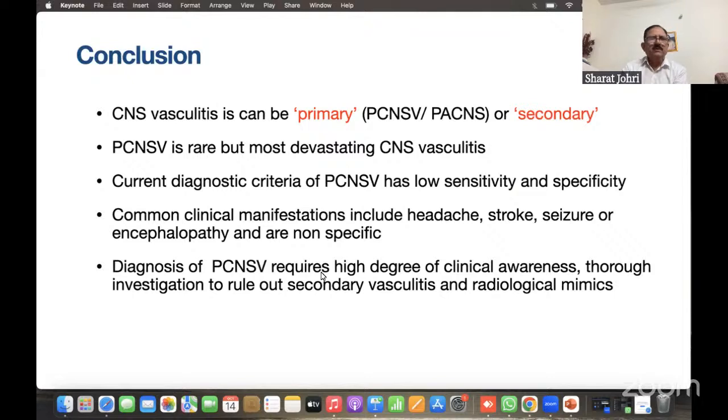So to conclude, CNS vasculitis can be primary or secondary. Primary CNS vasculitis is rare but quite devastating. The current diagnostic criteria of primary CNS vasculitis have low sensitivity and specificity. Common clinical manifestations include headache, stroke, seizures, encephalopathy, or any non-specific neurological deficit. Diagnosis requires a high degree of clinical awareness, with a thorough investigation to rule out secondary vasculitis and radiological mimics. That is why a host of investigations need to be done before we can say it is primary CNS vasculitis.